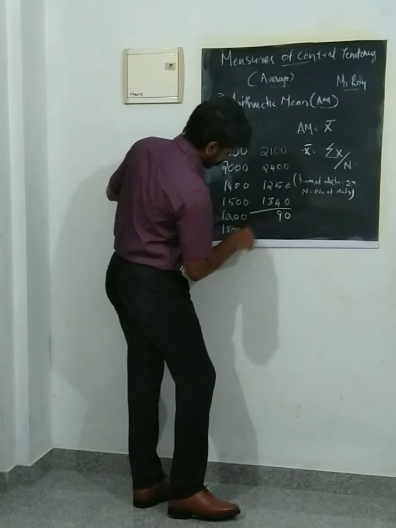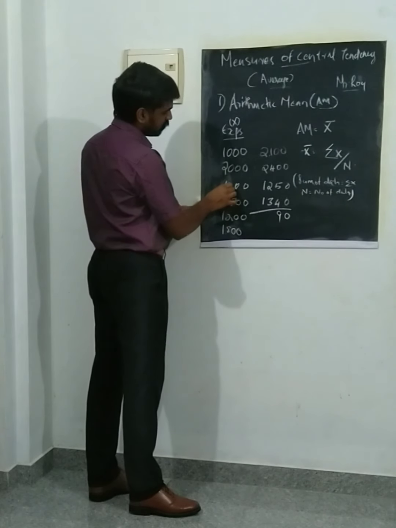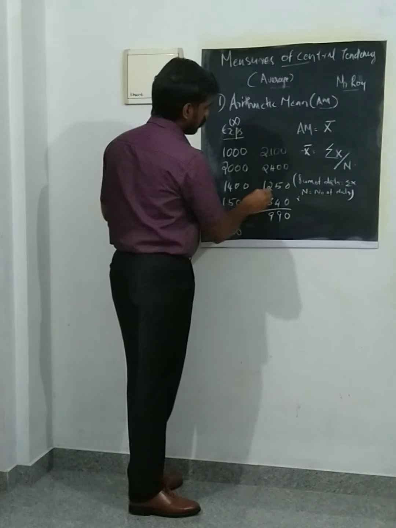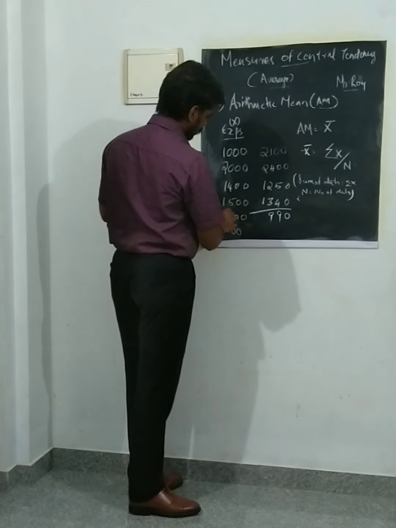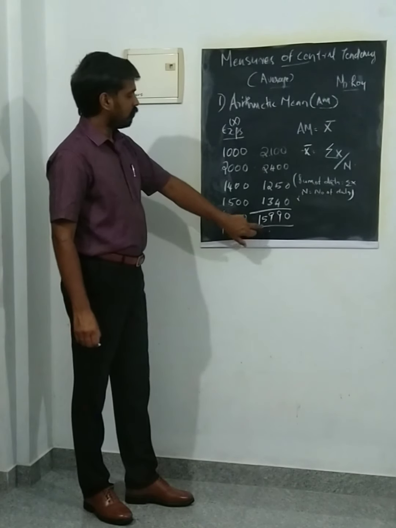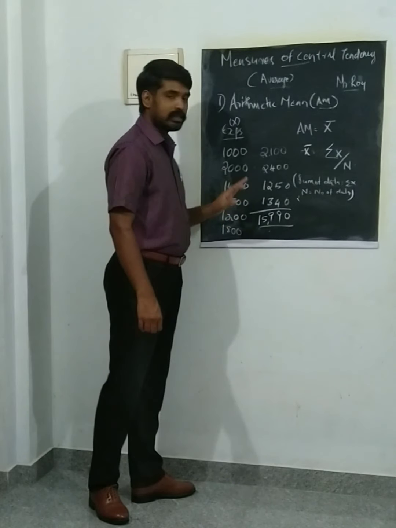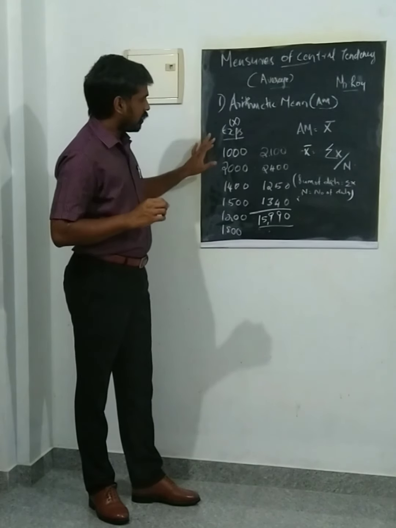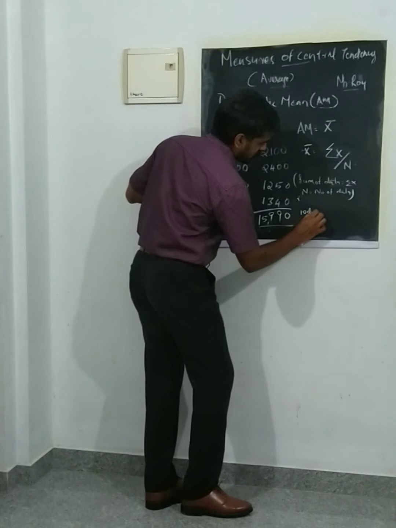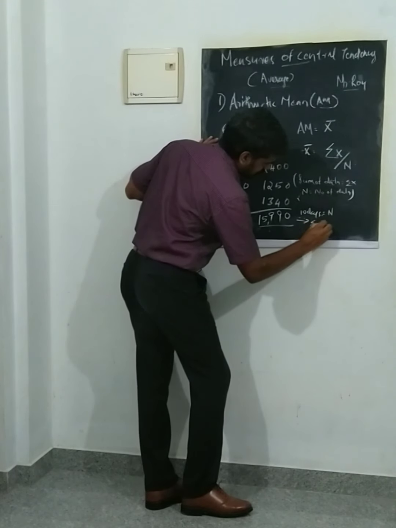So we have added it up, and 15,990 is the sum of this expense. That means the 10 days expenditure for Mr. Roy is 15,990, and it is 10 days. n is equal to 10 days, and this is sigma x.